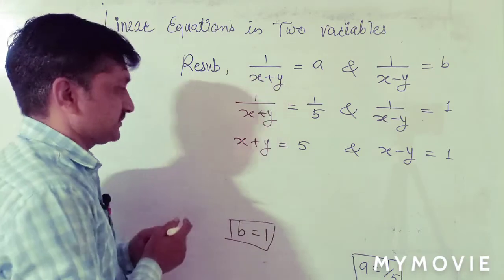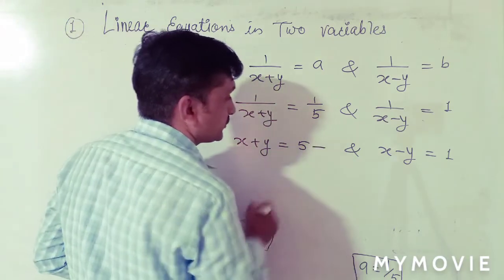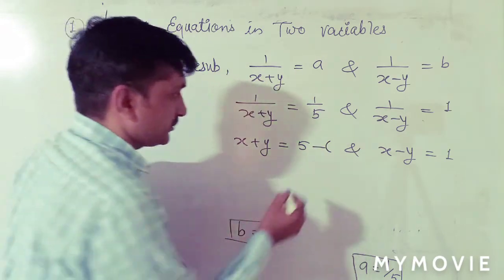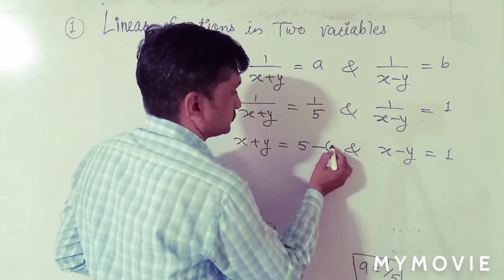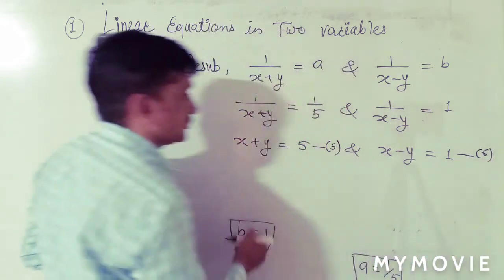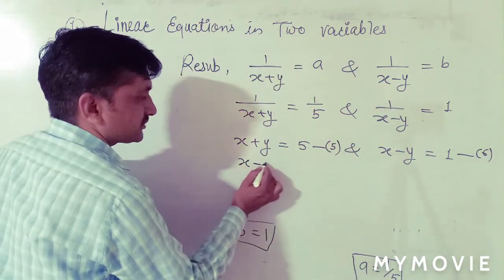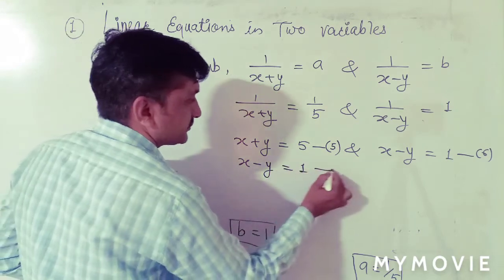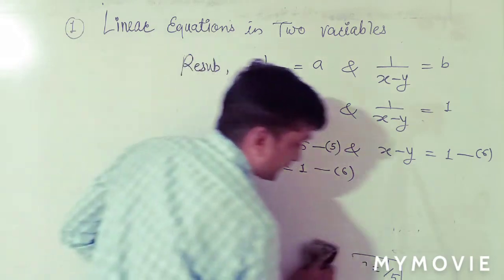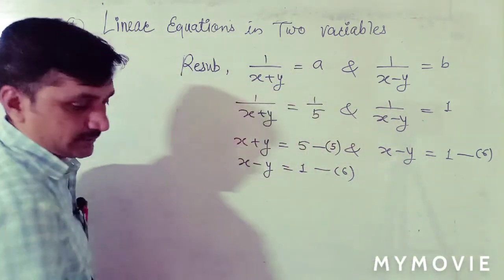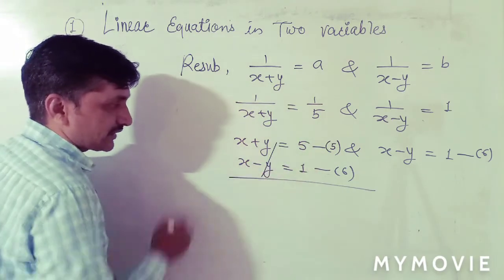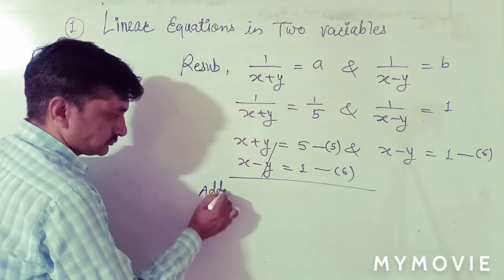Now we have to solve these. Equation numbers 1, 2, 3, 4 are already given, so here I give 5 and here 6. Now I write here x minus y is equal to 1. This is equation number 6. Now by solving these equations we get the values of x and y. Here plus y minus y cancel by adding.